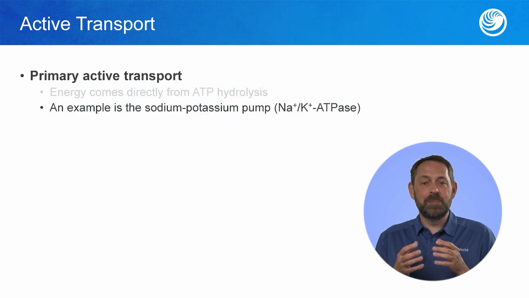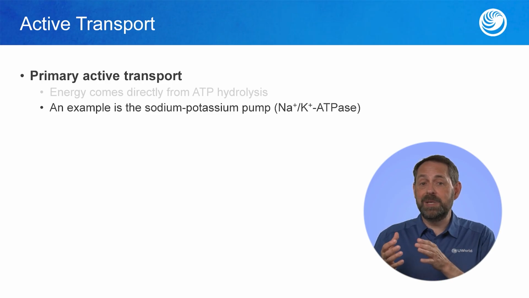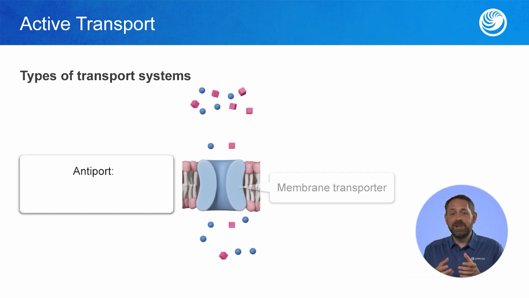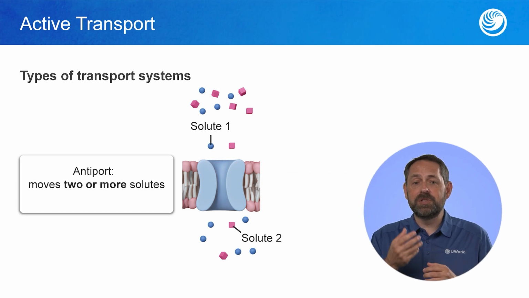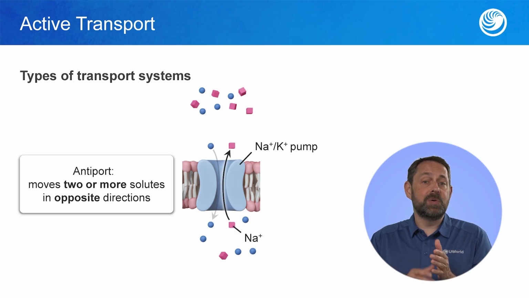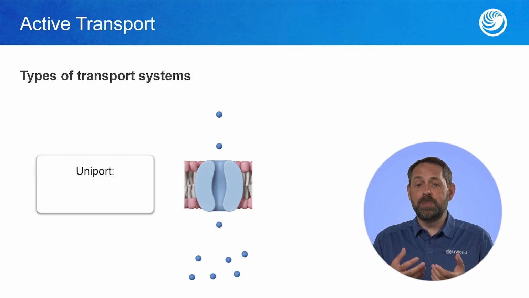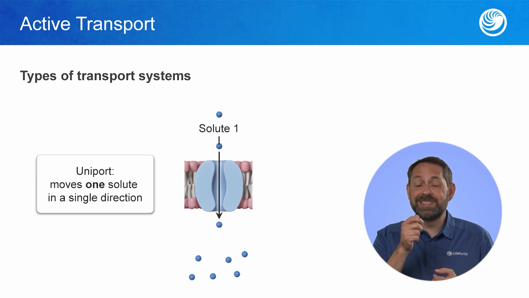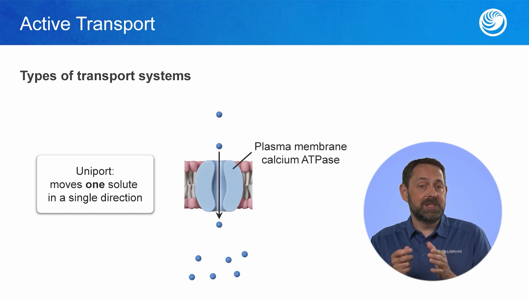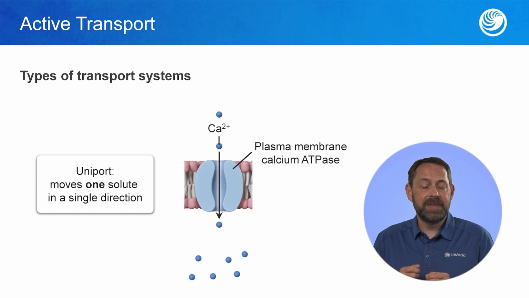The sodium-potassium pump is not only an example of primary active transport powered directly by ATP, but also provides an example of an antiport. An antiport is a membrane transporter that moves 2 or more solutes in opposite directions. For example, the sodium-potassium pump moves sodium out of the cell and potassium into the cell. In contrast, a uniport moves only one type of solute in a single direction. For instance, the plasma membrane calcium ATPase uses ATP to pump calcium against its concentration gradient out of the cytosol.